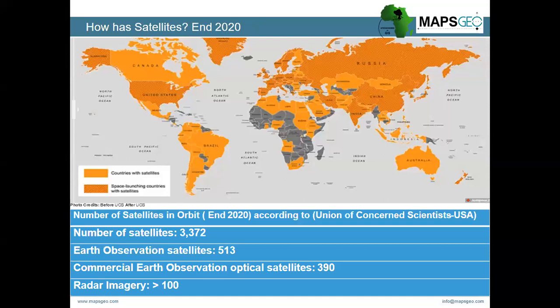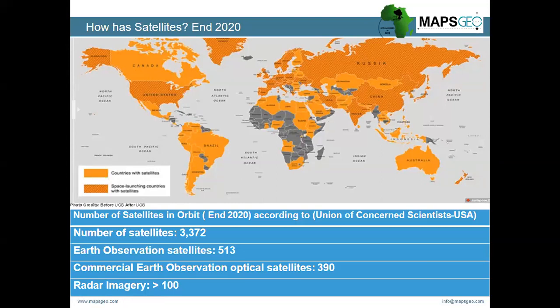Here, this slide just shows everyone that there are approximately 3,372 satellites flying in space, where you can see that the countries in orange are countries that have satellites, and the ones with the hachured background, also orange, are countries that not just own, but they do launch satellites from their countries too.